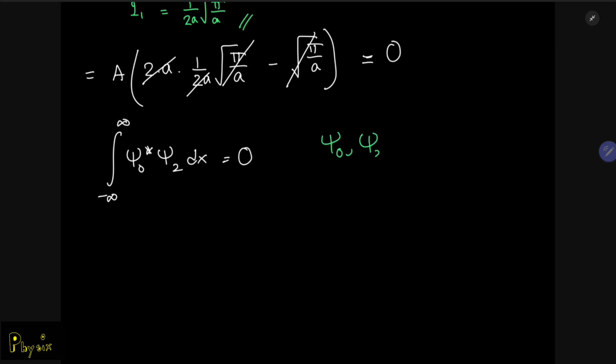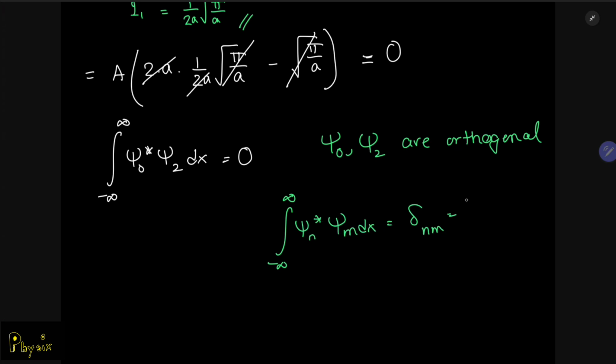Psi 0 and psi 2 are orthogonal to each other, which is consistent with the orthogonality test that we did previously on our stationary states. The stationary states are orthogonal to each other, and it's reconfirmed using this integral. Remember the orthogonality test where the integral from negative infinity to infinity of psi n star psi m dx gives you the Kronecker delta? The Kronecker delta tells you that it's 0 at every place where n is not equal to m, but only 1 when n is equal to m.